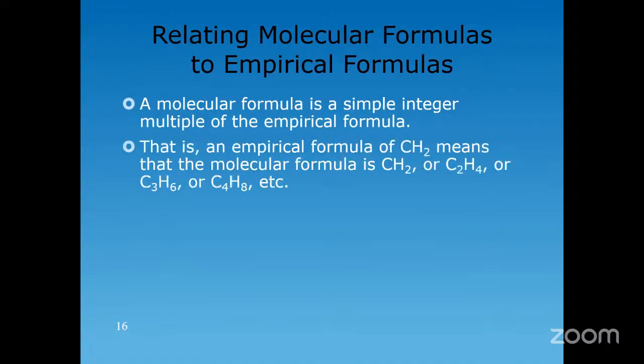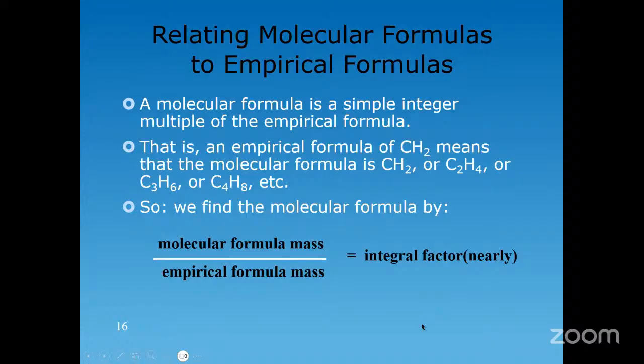So just to show you an example, let's say you know that the empirical formula for a compound is CH2, right? What that means is that the molecular formula can be CH2 or C2H4 or C3H6 or C4H8 and so on. It all depends on what the integer is, right? So how do we determine the integer?